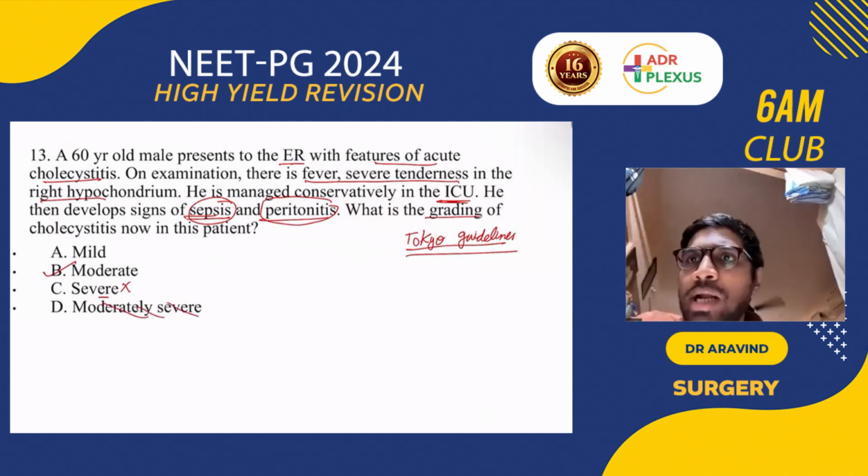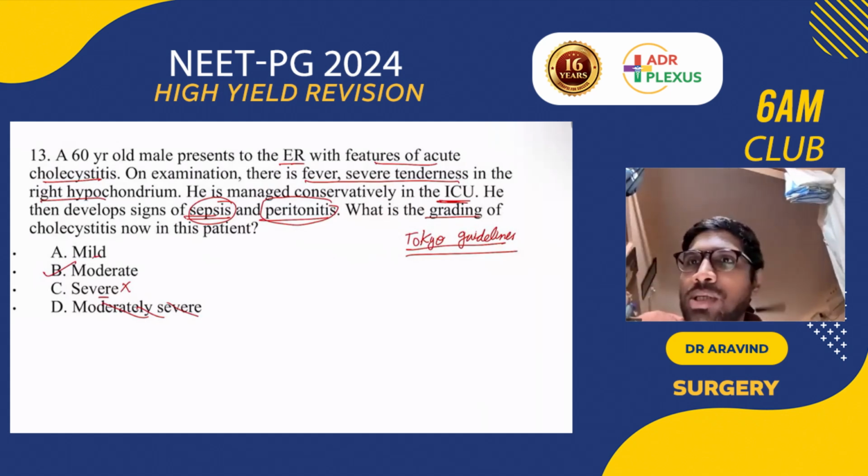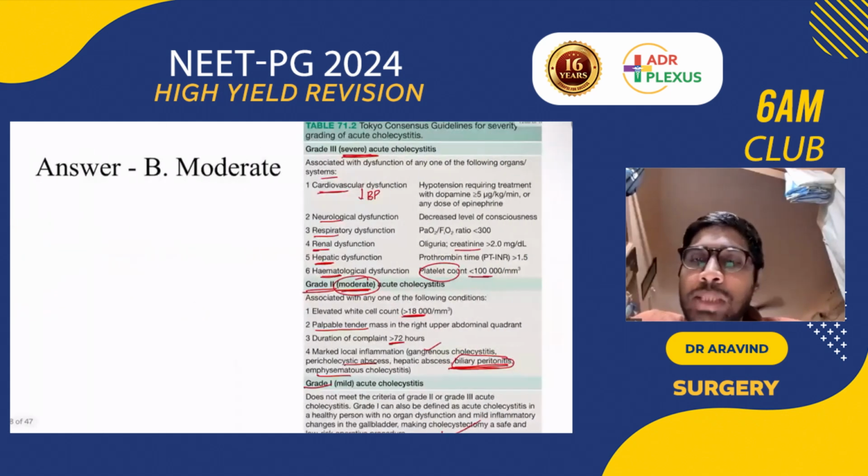Moderately severe will come in Atlanta classification of pancreatitis. So mild is, I told you, only a simple cholecystitis. The patient will be completely fine. You can do an emergency cholecystectomy without any difficulty. So again, remember this, local complications will come under moderate and systemic organ dysfunction only will come under severe.